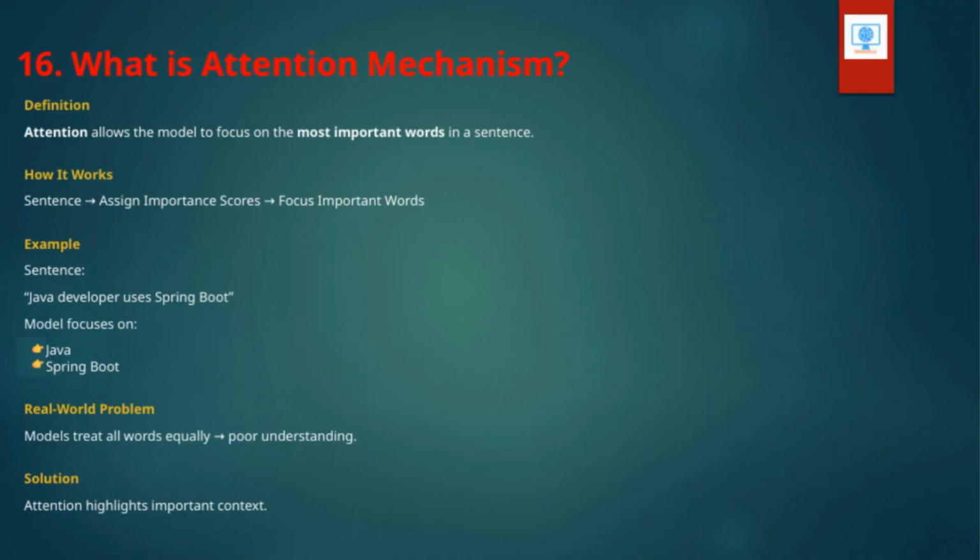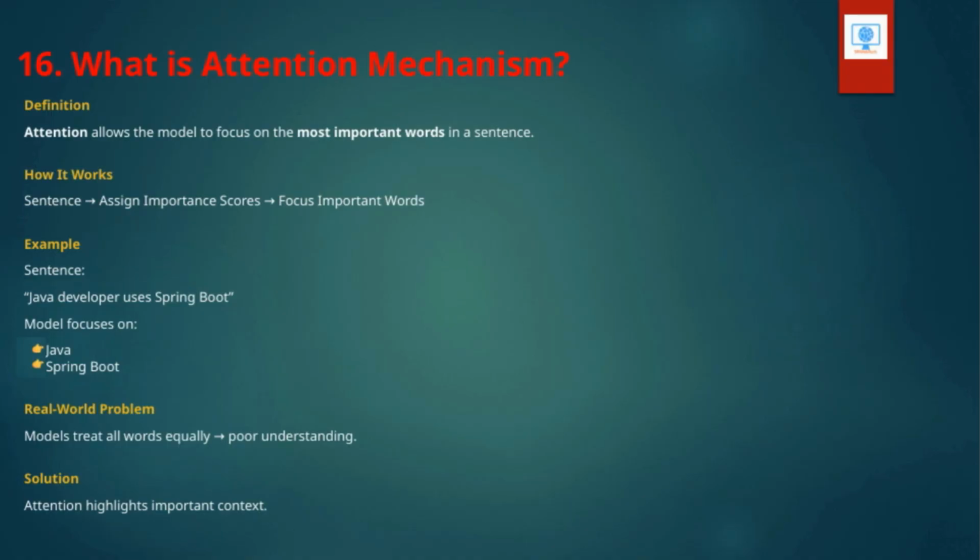This brings us to a common real-world problem. Without attention, models tend to treat all words equally, which can lead to poor understanding, especially when some words are more critical than others. The solution is that attention highlights the important context, allowing the model to prioritize what truly matters in a sentence. So, in essence, the attention mechanism is about guiding the model's focus, making its comprehension more accurate and nuanced.